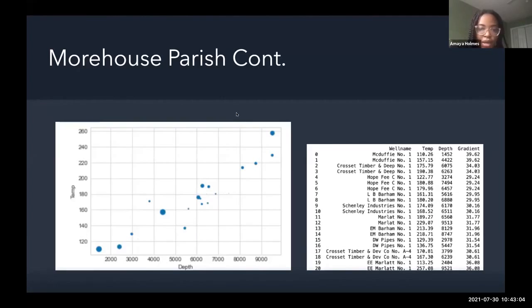Of these 37 wells, 10 had a geothermal gradient higher than 29 degrees Celsius per kilometer. The lowest depth of these we saw was 1,452 feet with a temperature of 110.26 degrees, which had an incredibly high gradient level. In this graph right here, you can see that these dots are bigger than these dots. These bigger dots are signs of geothermal anomaly, which is something we want. We want to drill at these spots right here.